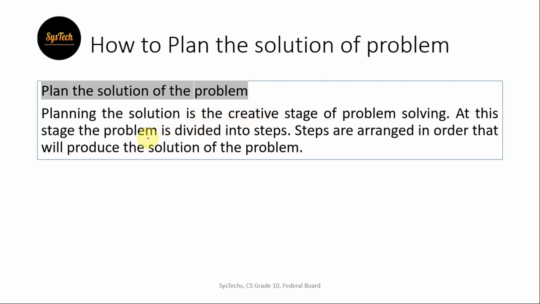When you are planning, you will have to do number 1, the creative stage, the programming and different decisions. At this stage, the problem is divided into steps, and steps are arranged into an ordered sequence so that it will produce a result. Here I shall give you an example of an ATM machine. So what is the role of an ATM machine? You can withdraw your money from here.